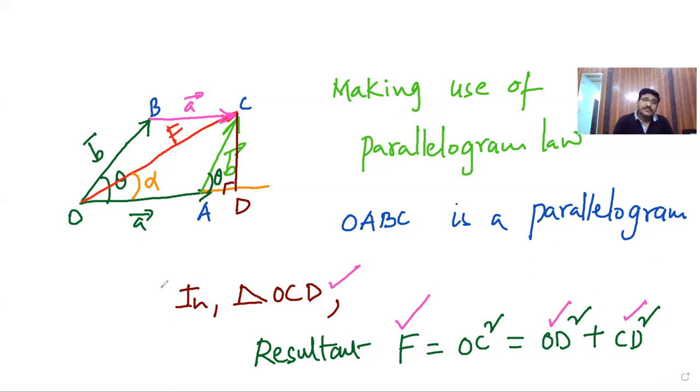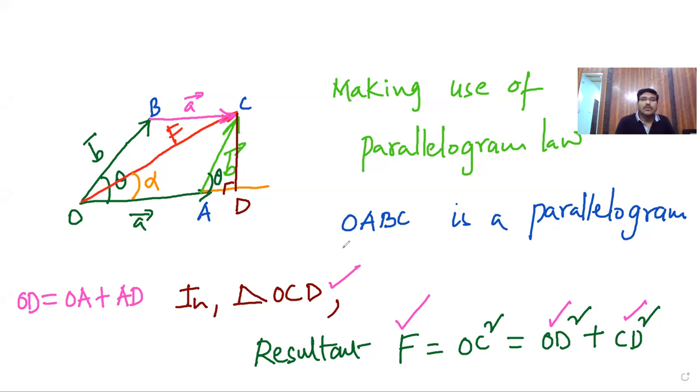Now, observe what is OD? From this right angle triangle, what is OD? Observe here. OD is OA plus AD.